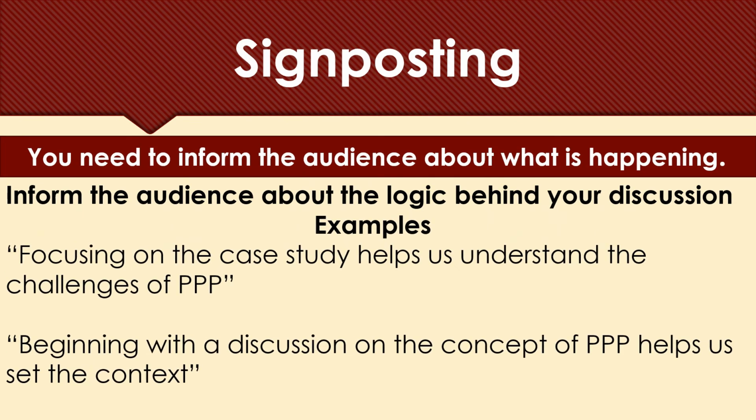Here are some examples. Focusing on a case study helps us understand the challenges of PPP. Rather than just thrust the case study onto the audience, you show them the reasoning behind it, you show them the logic behind it. The next example, beginning with a discussion on the concept of PPP helps us set the context. Rather than just discuss the concept of PPP, you tell us the reasoning behind it. Don't overdo the signposting. Just a few words here or there is enough, just to give the audience an idea of what's happening and the reasoning behind what's happening.